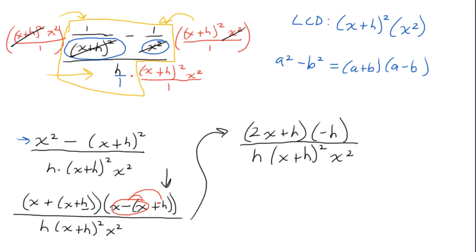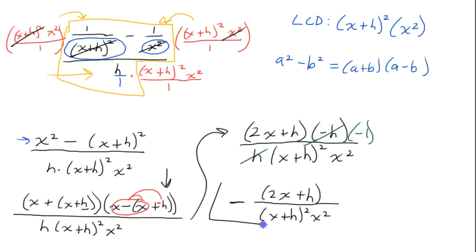So what we're going to do then is we finally have an opportunity to do that. Cancel out this h with this negative h. That leaves us with a negative 1 there. So I'm just going to rewrite this where we want it. This negative, I'm going to put just right at the fraction bar. And then we have (2x plus h) in the numerator, and in the denominator we have (x plus h) squared times x squared. And that will be the simplified form of this large rational expression.